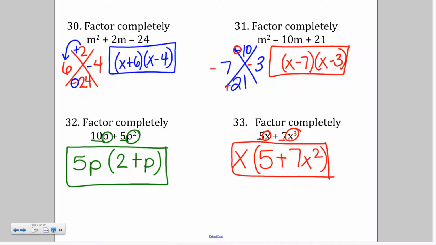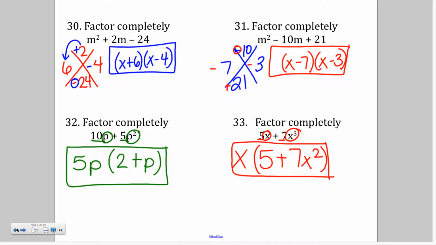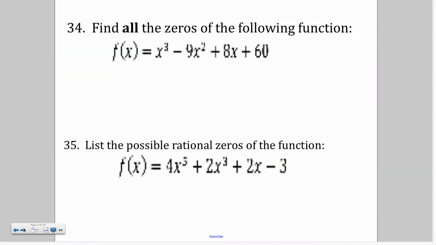All right, now moving on. Let me see, I think I missed some. No, that's right. Okay, so moving on, it says find all of the roots. This is where we do p over q because we're not given anything. And just so you know, this is x cubed minus 9x squared plus 8x plus 60.